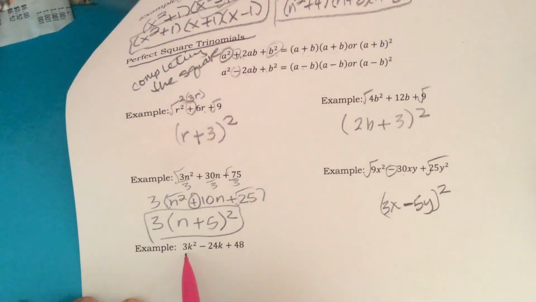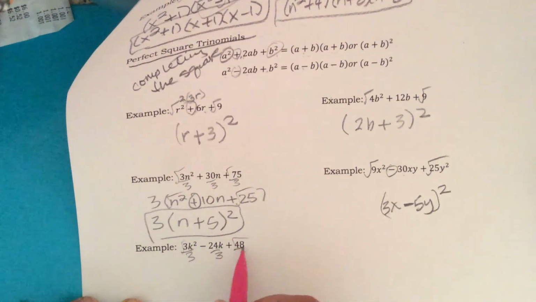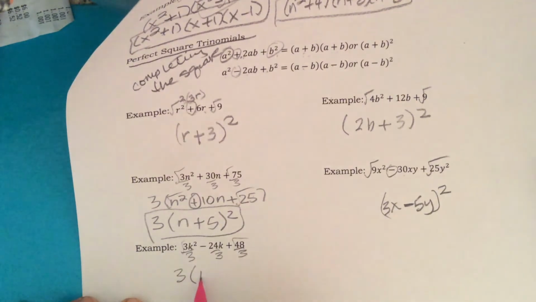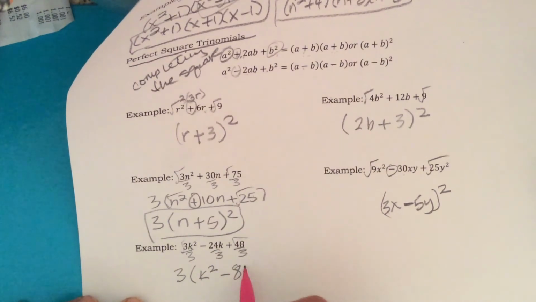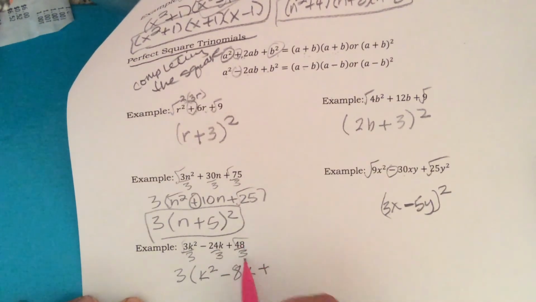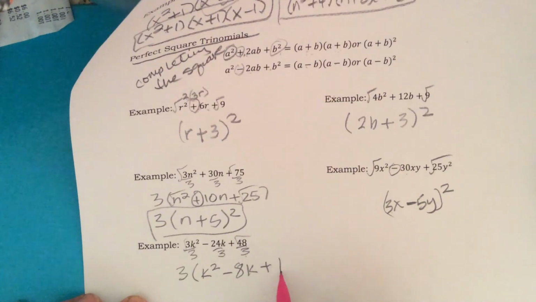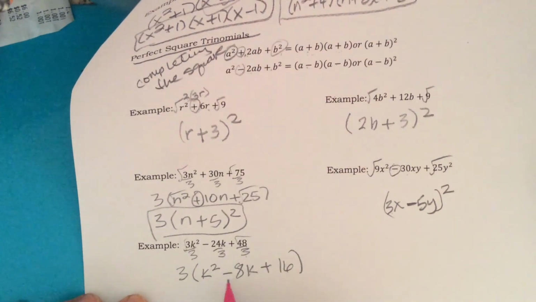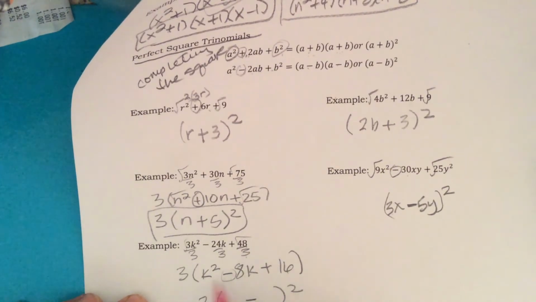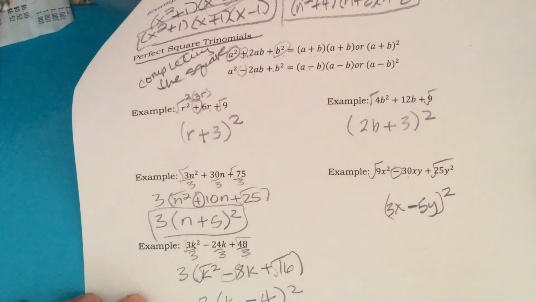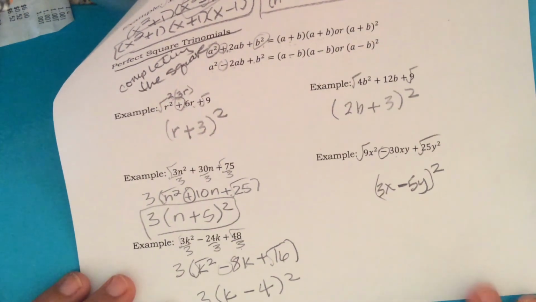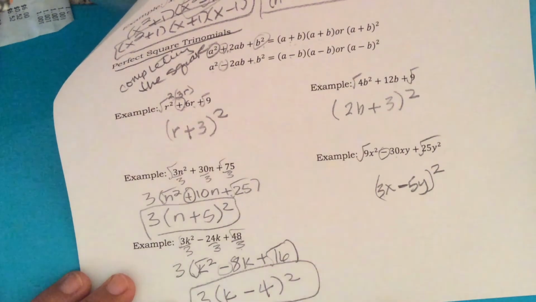So here, you know you cannot take the square root of these two. So you know that all of these can be divided by 3. So that's 3k squared minus 24 divided by 3 is 8k plus 48 divided by 3 is 16. Okay, so now we take the sign of the middle one. Put the 3 out here. So the square root of k squared is just k. Square root of 16 is 4. Okay, so now that's your final answer right there.